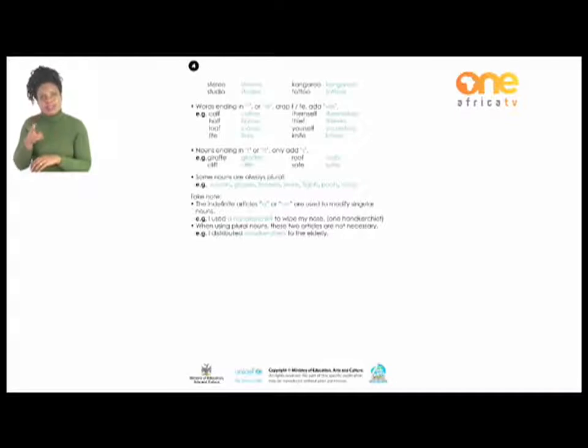You must also take note that the indefinite articles a or an are used to modify singular nouns. The example we have here is, I used a handkerchief to wipe my nose. It's only one handkerchief. When using plural nouns, these two articles are not necessary. I distributed handkerchiefs to the elderly.